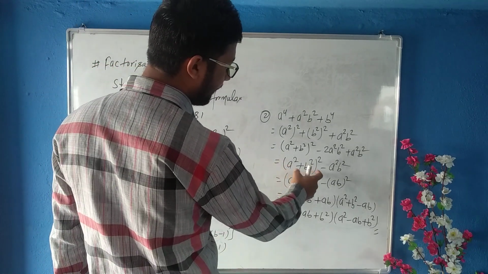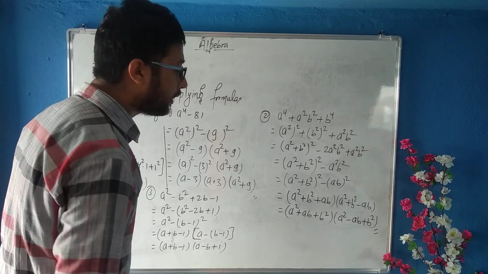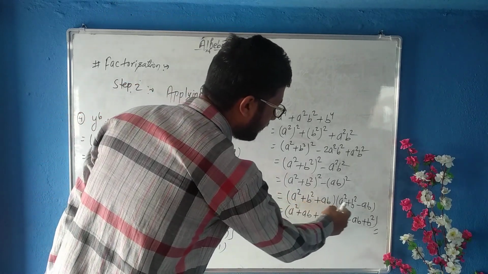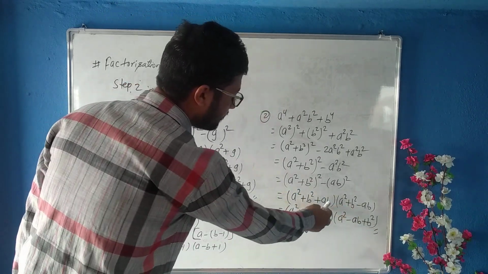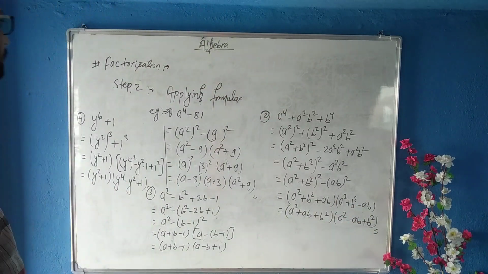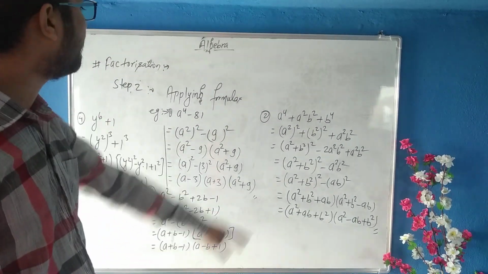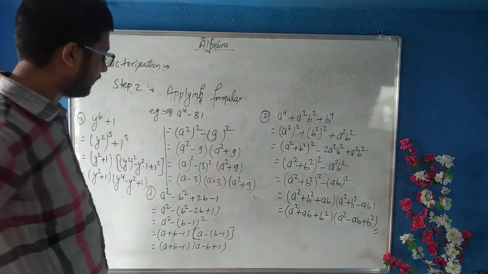Now this remains the same. Again this is in the form of a square minus b square. So all of you know a square minus b square, a plus b, a minus b. Now just arrange this in the middle, this also in the middle, and the solution comes from here. Okay, so this is the process of how we can solve by applying formula.